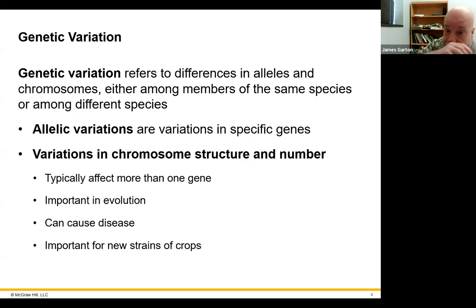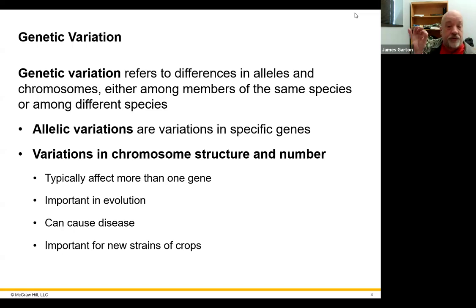And the term genetic variation can mean a lot of things. But in this chapter, it's going to mean basically differences in allele frequency and chromosome number in either members of the same species or between members of different species. And you can use the term allelic variation, which is changes in the allele frequencies of specific genes. Or you can say there's variations in chromosome structure and number.